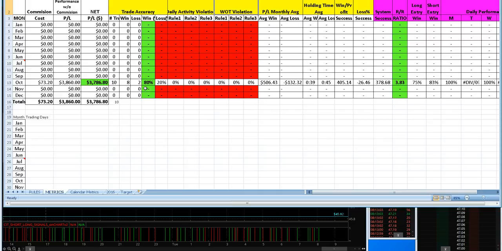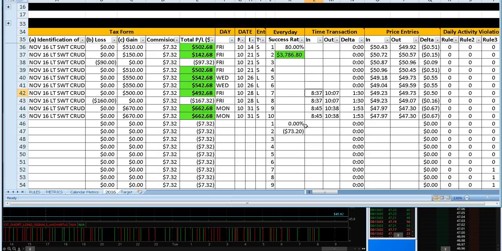I kept it the way it is. Basically, this one tallies up the number of trades that I have, and then figures out my win-loss ratio. This one's my P&L, my average P&L for a given trade. It just takes all the wins and averages them, and this one takes all the losers and averages them. My holding time, how long I am on the trade, is this.